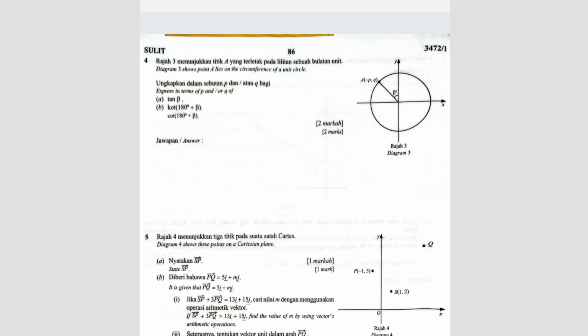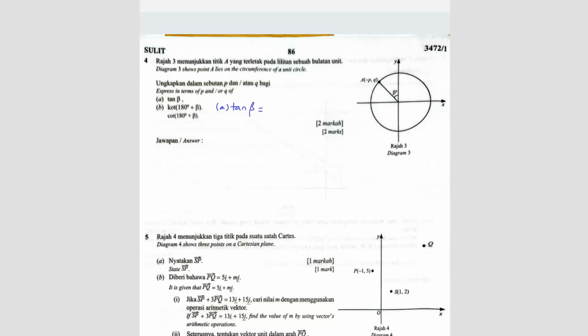Question number 4. Diagram 3 shows point A lies on the circumference of a unit circle. Okay, so this one is on the circumference. Expressed in terms of P and Q, find the tangent of beta. So we are looking for tangent of beta. Question A.